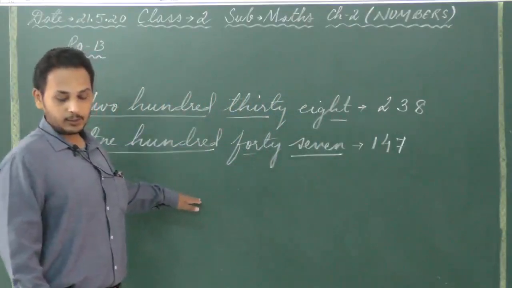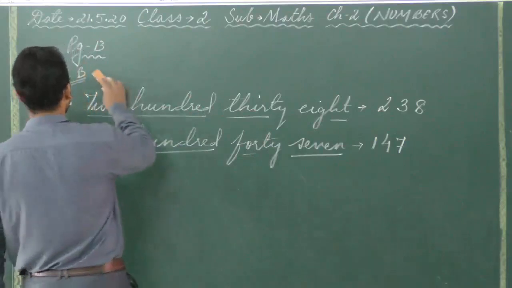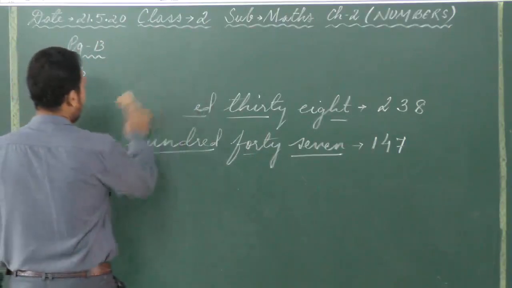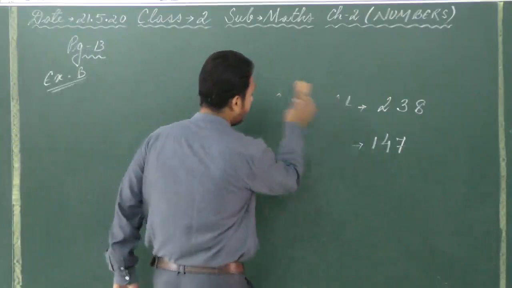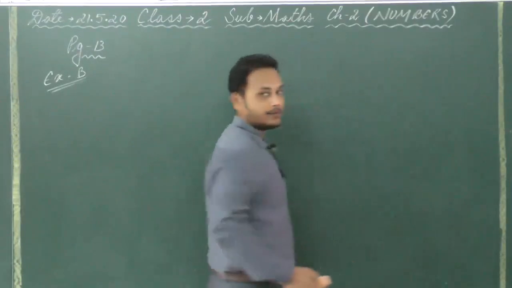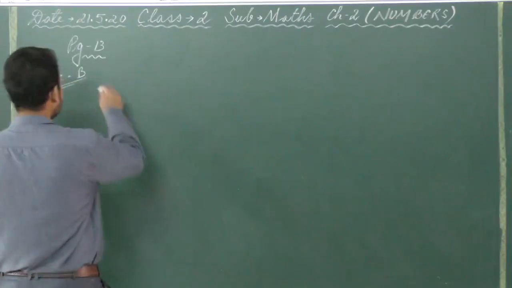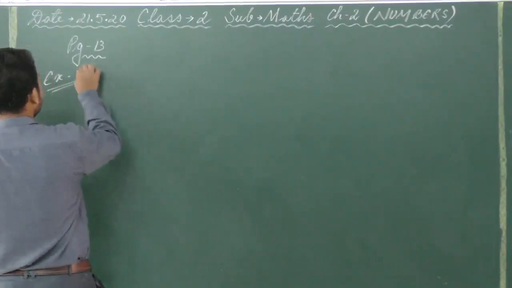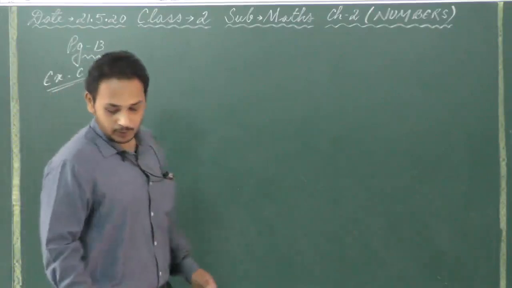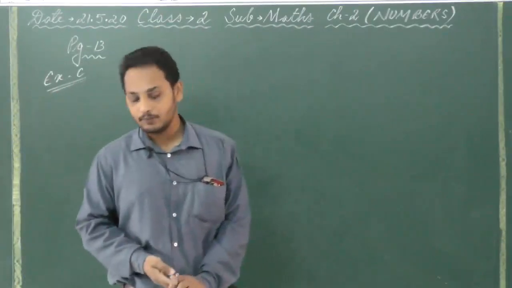So I have done 2 numbers with you. The remaining you will do it as your homework. Whatever homework has to be done at the last, I will write it for you, okay? So that you will not have any confusion. Then in the same page we have exercise C. Now exercise C, I will not be doing it with you. It is for your homework.